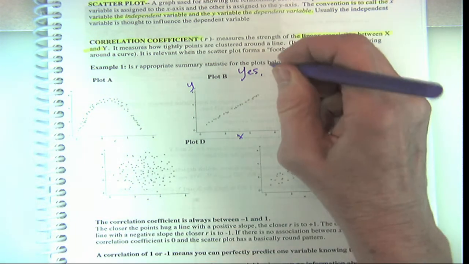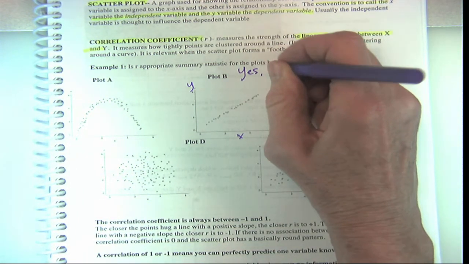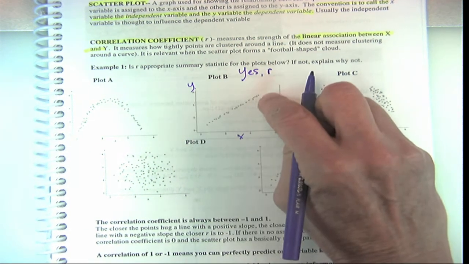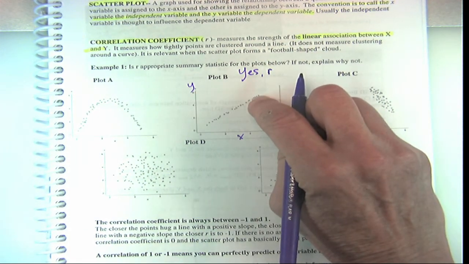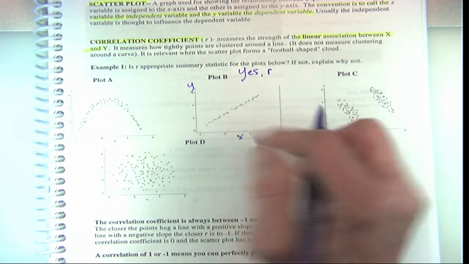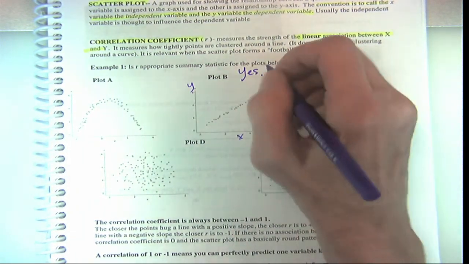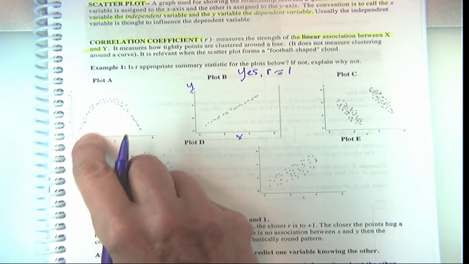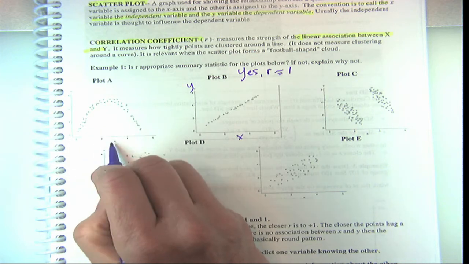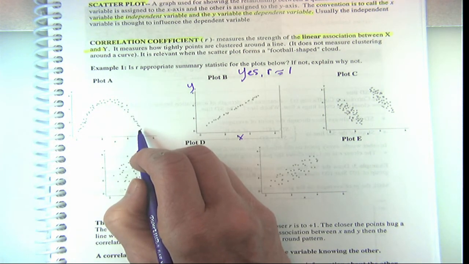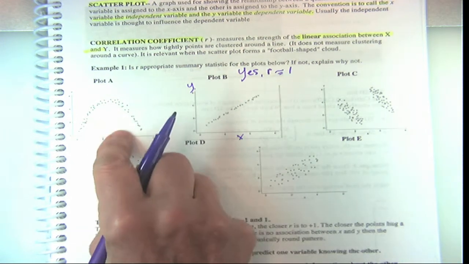And here, if you have a perfect relationship, R is equal to 1 or negative 1. 1 if you have a positive relationship, as x increases, y increases, and negative 1 would be the opposite. So yes, it's almost 1. But now look at this. You can still almost perfectly predict y from x, but you'd have to describe it with a curve, a quadratic equation.